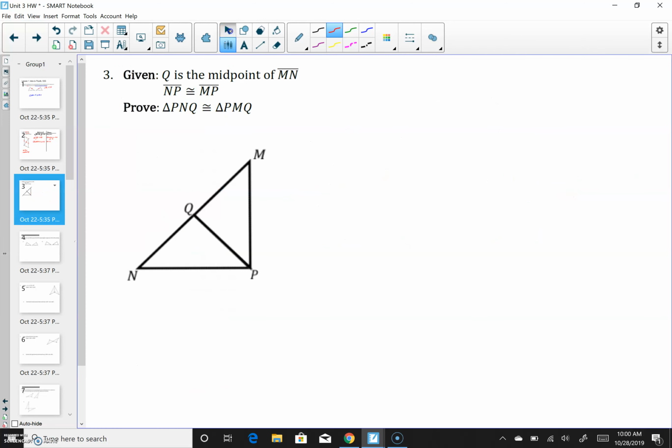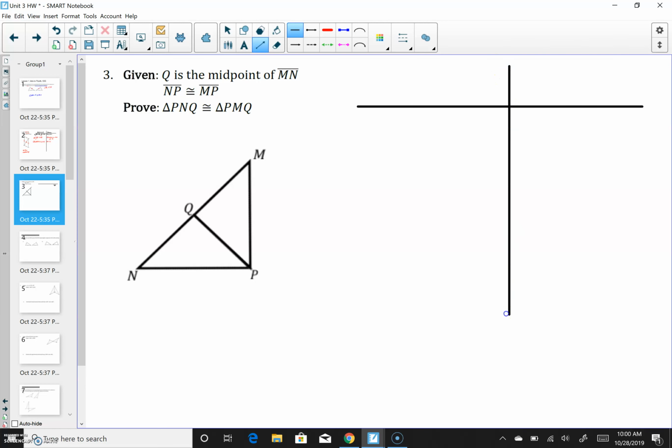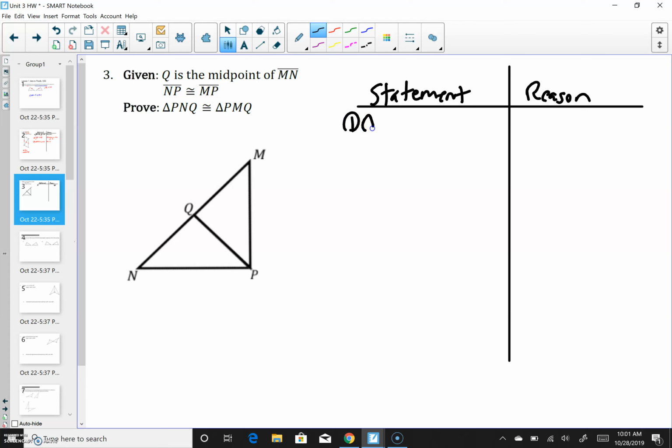In our third one, another proof, they've made this one a little bit harder or a little bit more challenging by giving us a midpoint definition to work with. But we're going to begin our proof in the same exact way. We're going to go statement, reason, and we'll always begin by listing our givens. So Q is the midpoint of MN, and NP is congruent to MP. So there are 2 givens that we had.